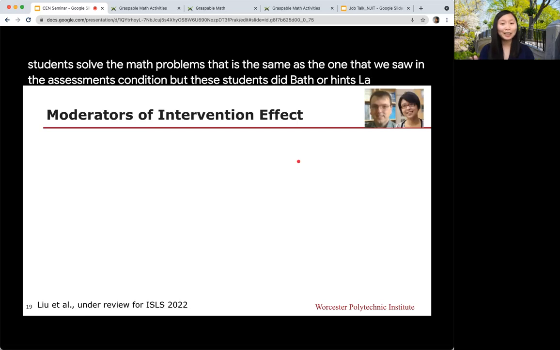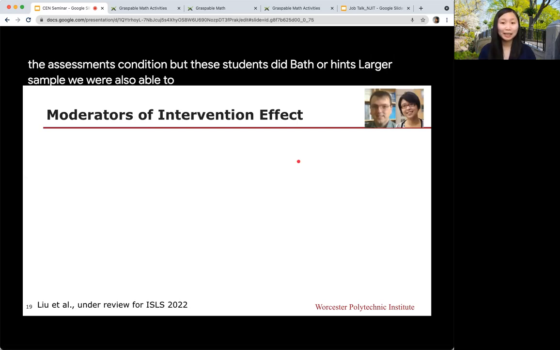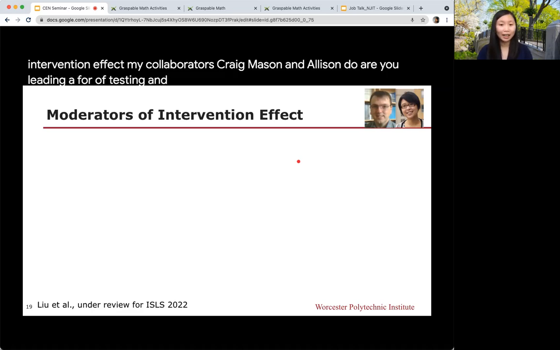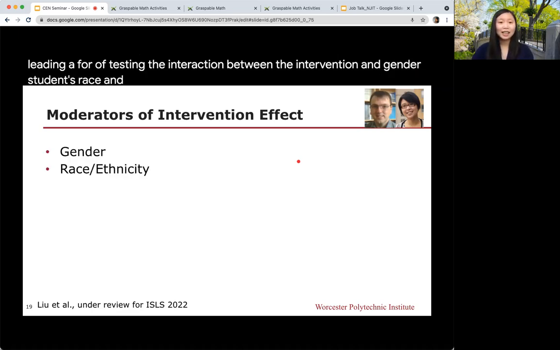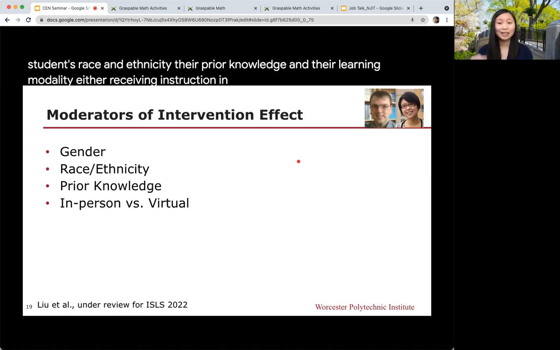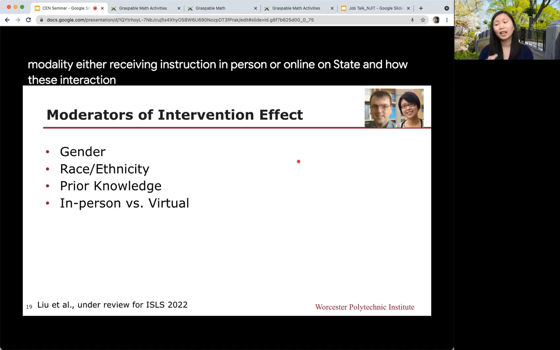And with this larger sample, we were also able to explore potential moderators of the intervention effect. My collaborators, Craig Mason and Allison Liu, are leading the effort of testing the interaction between the intervention and gender, students' race and ethnicity, their prior knowledge, and their learning modality, either receiving the instruction in person or online, and how these interactions affect students' post-test scores.